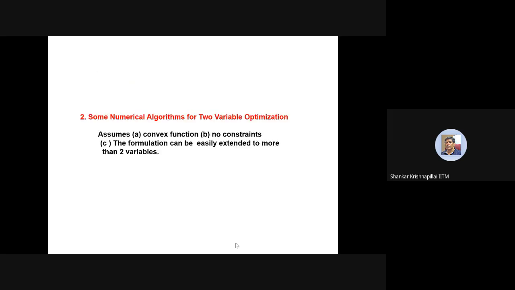Okay, then some numerical algorithms for two variable optimization. So this is very important. It will be asked for exam. Okay, all these algorithms. So all these numerical algorithms for two variable optimization assume a convex function.